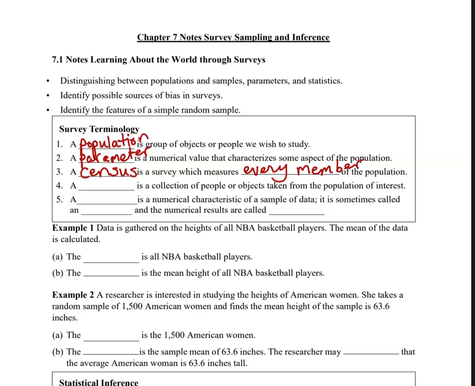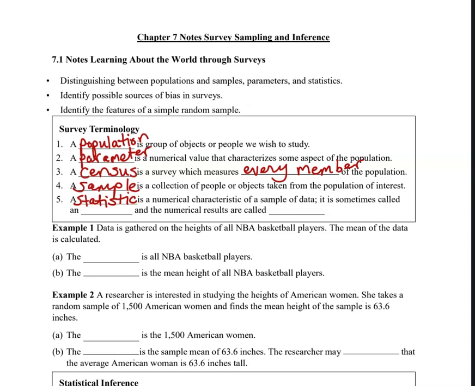A blank is a collection of objects taken from the population of interest. That would be a sample. So if we pull a subset from the population, that's our sample. And then if we calculate something about that sample, that is called a statistic. So those are the terms we want to be really familiar with. A statistic is any calculation on that sample.